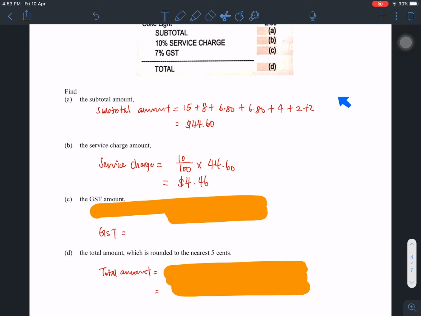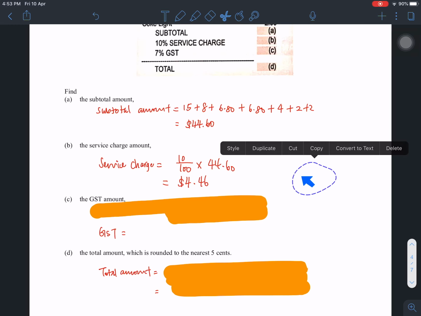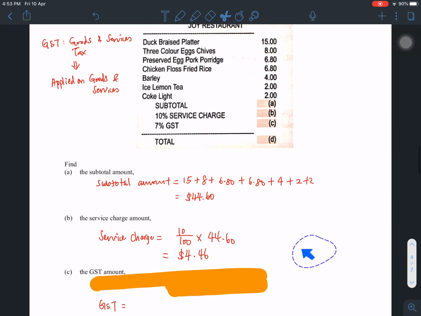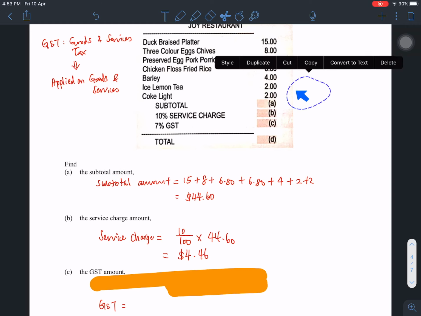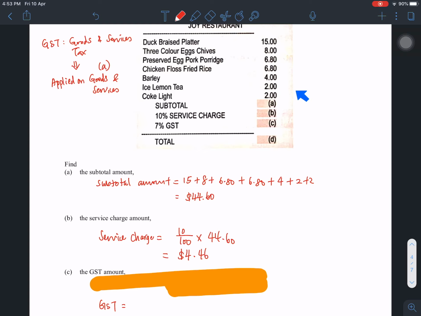Next, let's look at the next part. The next part requires us to find the GST amount. And what is the GST? If you recall, GST is known as the goods and services tax. And what we do with this tax is basically apply it on, as the name suggests, goods and services. So the amount of money you pay for your goods is found under the subtotal amount, that would be part A. And of course, the services would then refer to the service charge amount, and that would simply be B.